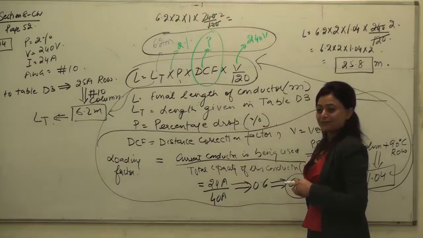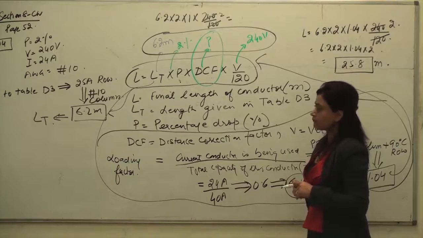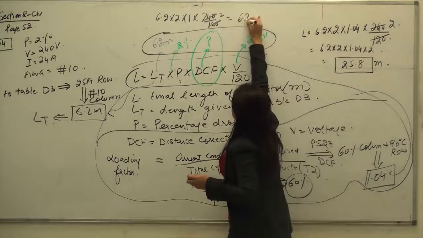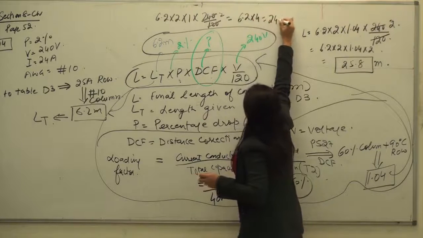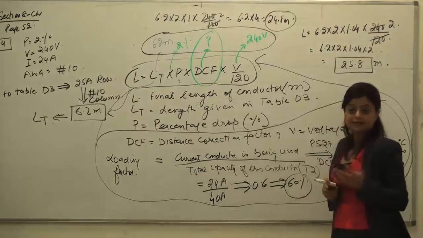He's already on the game. Go ahead and do it. 6.2 multiplied times 2 times 2. So 6.2, I think I could do this in my head. 24.8 meters is my answer. Do you guys see that?